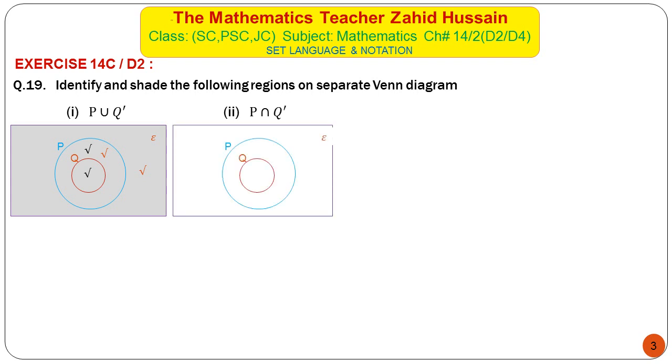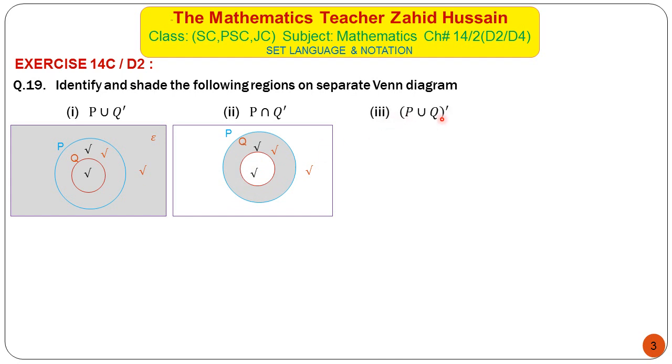Again, P intersection Q complement. Now you are asked to shade the intersection of these two sets. So regions for set P are these two. Regions for set Q complement: this one and this one. Because we are asked to shade the intersection, intersection means that region which has two ticks because there are two sets. So it is this region which is outside circle Q. Only this one. So we will shade this region.